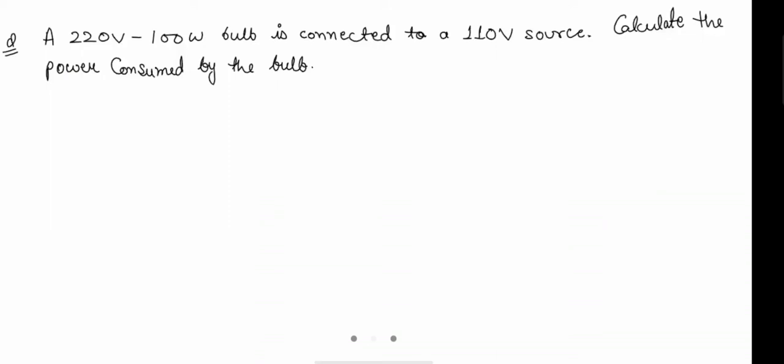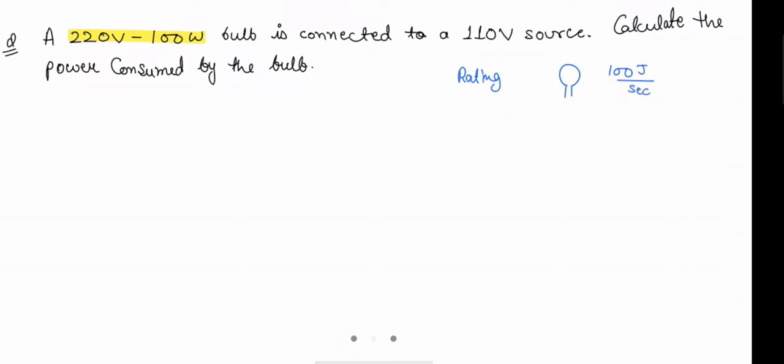Read the question first. A 220 volt, 100 watt bulb is connected to a 120 volt source. Calculate the power consumed. Now, if you know the term rating, what was that rating? The rating was that this bulb will be giving you energy of 100 joules per second. And what is that? That's power actually.